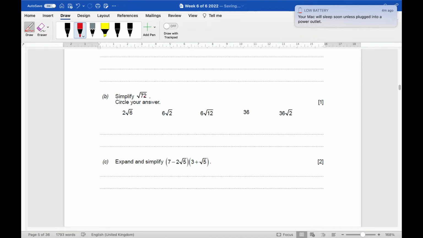Simplify again, split it up. I'm looking at it thinking I could do something like 18 times 4 or something like that, but that doesn't help me very much. But what will help me here is 36 because it has a square root times 2, which is 6 times the square root of 2, which is this one.